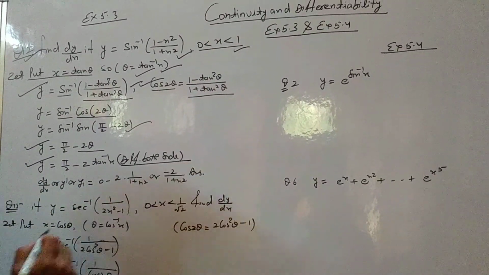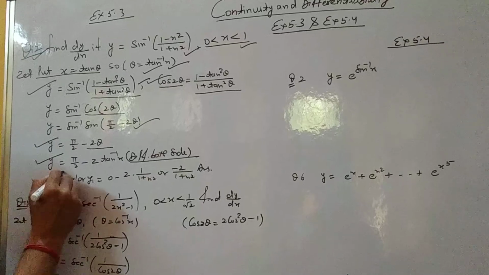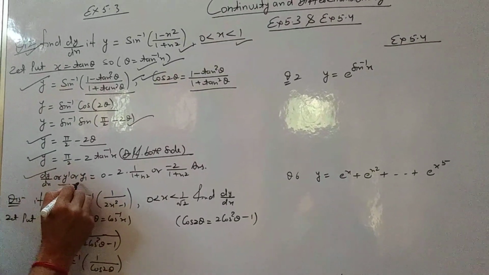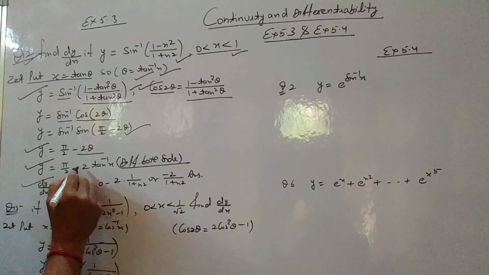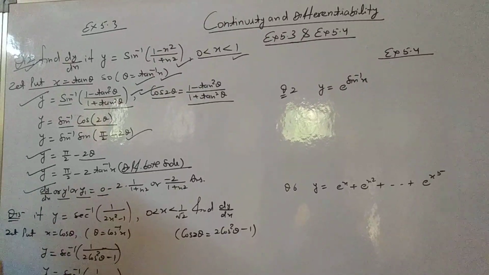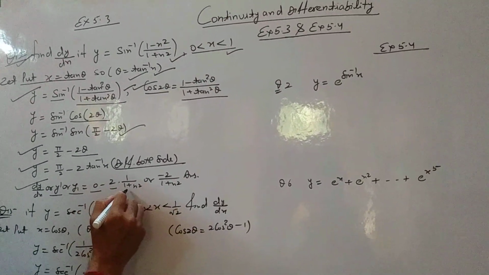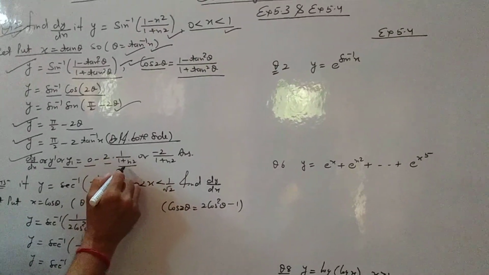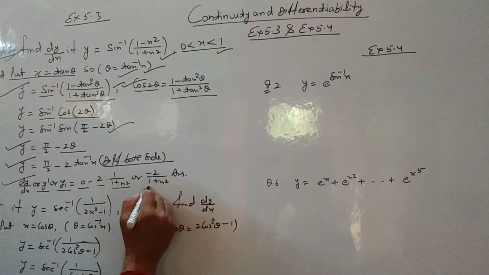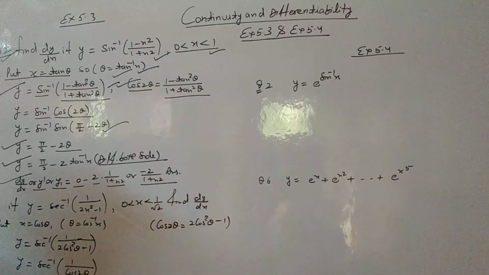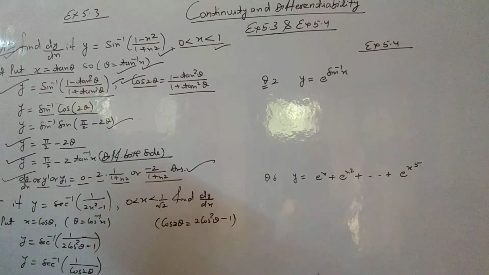Now differentiate both sides. So dy by dx, or y dash, or y1, is equal to the differentiation of pi by 2, that is constant, which is 0, and minus 2 into the differentiation of tan inverse x, which is 1 upon 1 plus x square. So its answer is minus 2 over 1 plus x square.